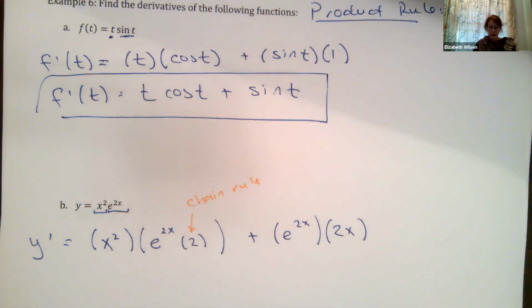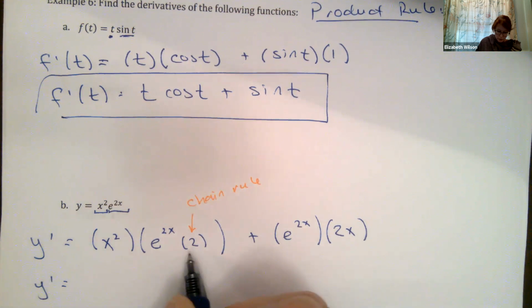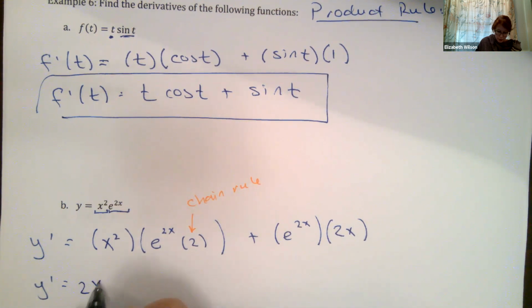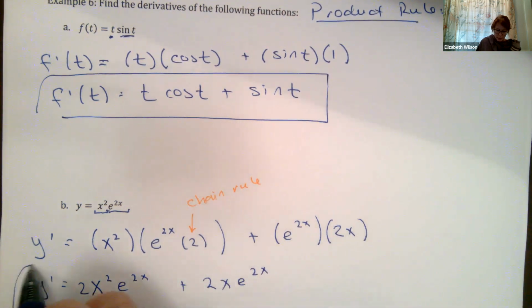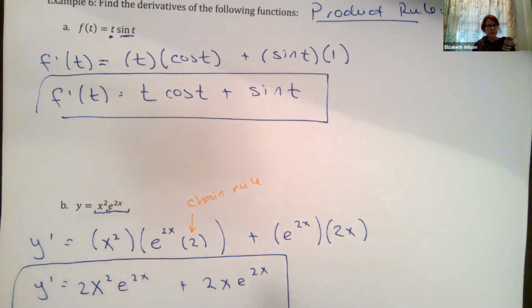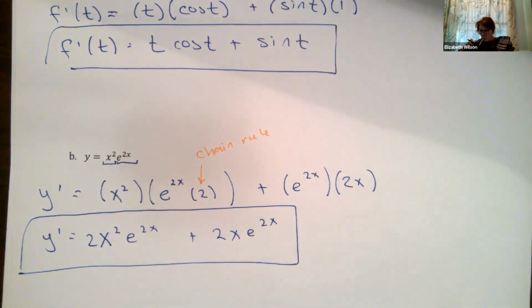We're going to do that rule next. Okay, so let's clean this up. So y prime equals 2x squared e to the 2x plus 2x e to the 2x. And you can leave it like this. You don't have to factor out stuff. Okay. So that's our product rule. Two functions being multiplied together.